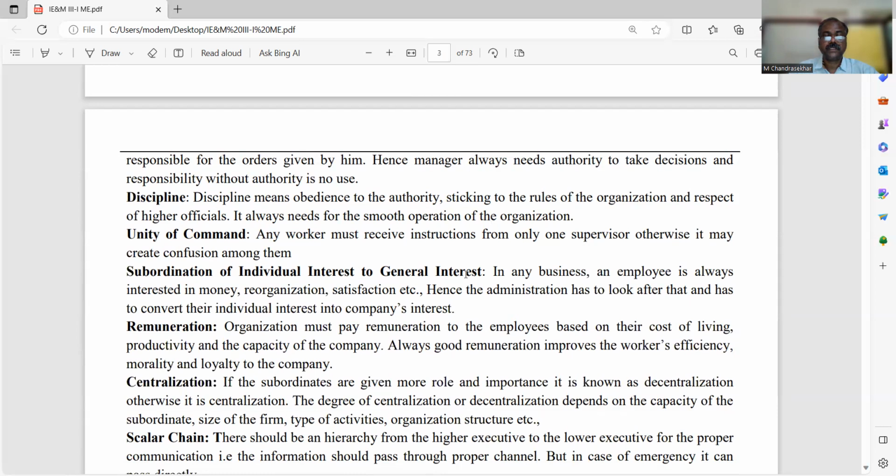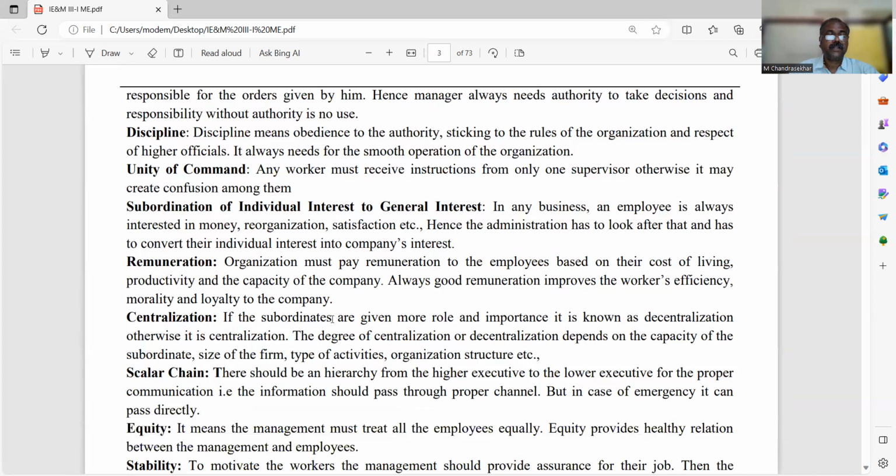Subordination of individual interest to general interest. In many businesses, an employee is always interested in money, recognition, and satisfaction. Hence, administration has to look after that and convert their individual interest into the company's interest. Remuneration. The organization must pay remuneration to employees based on their cost of living, productivity, and capacity of the company. Good remuneration always improves the workers' efficiency, morale, and loyalty to the company.